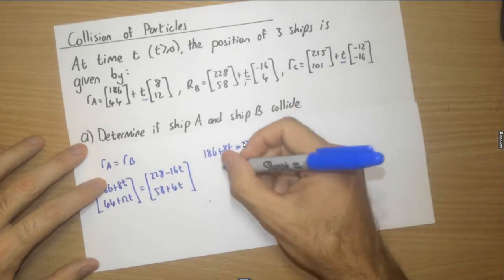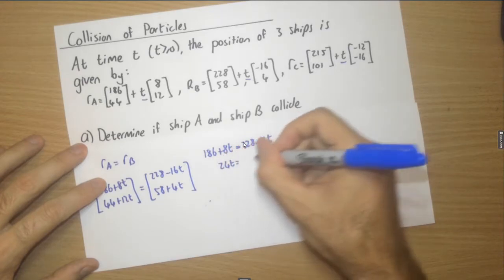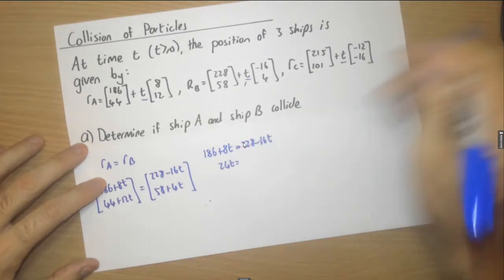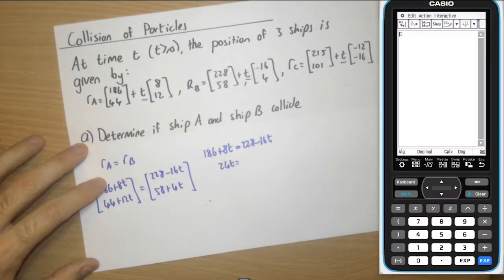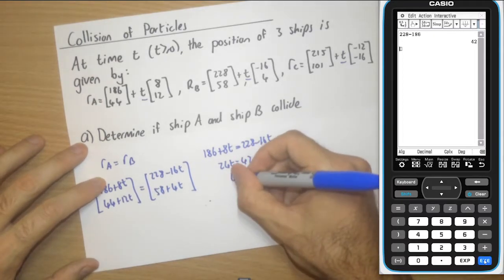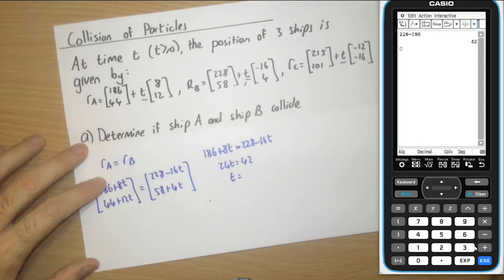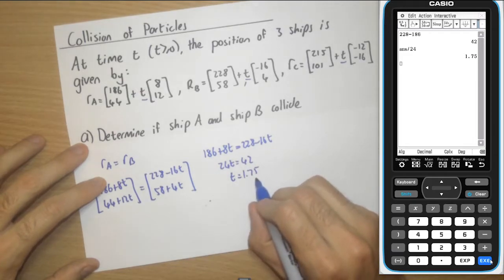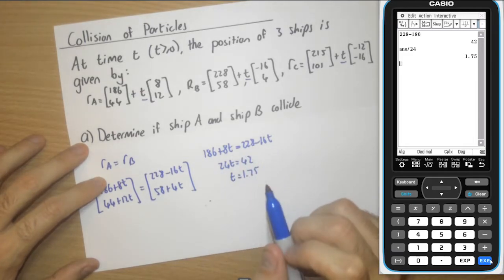Now we'll bring the 16t across, and that's going to become 24t equals, and 228 take away 186 is, work that out now, 228 take away 186, big easy numbers. That's going to give us 42, and when we divide 42 by 24, we get 1.75. So at time 1.75, the x coordinates are the same between the two ships.